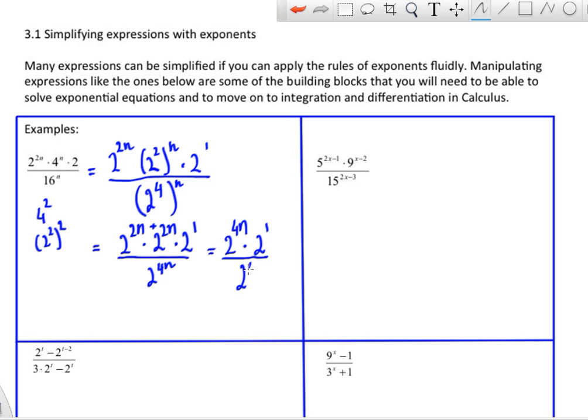Actually, I'm going to leave it like this because you can see that 2 to the 4n cancels itself out. So the final answer is 2 to the first, which is just 2. So that mess up there actually is just a 2.